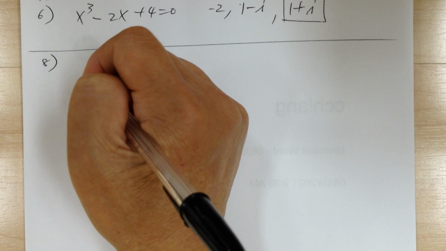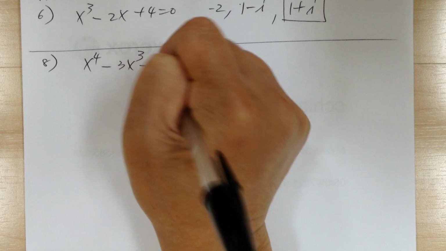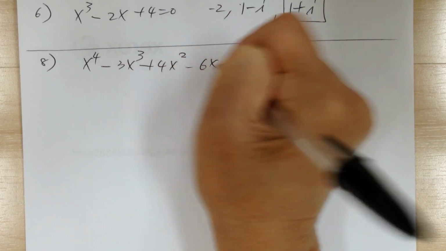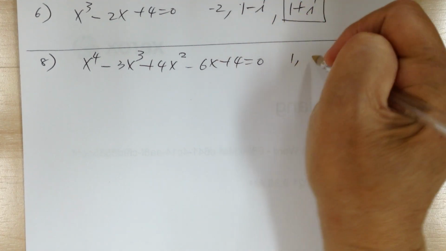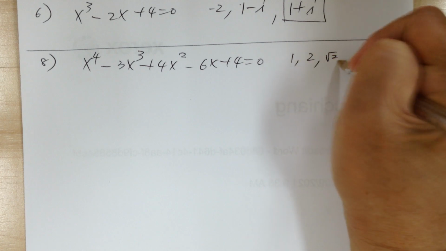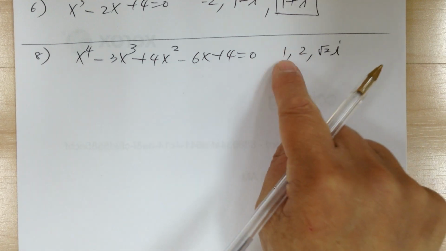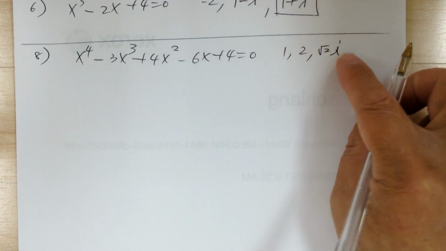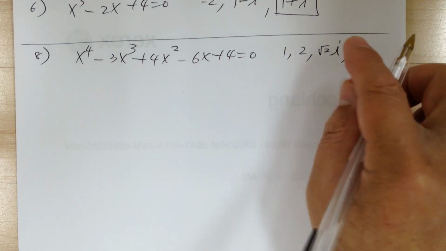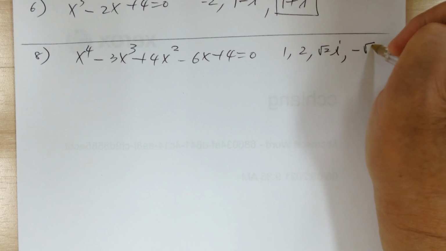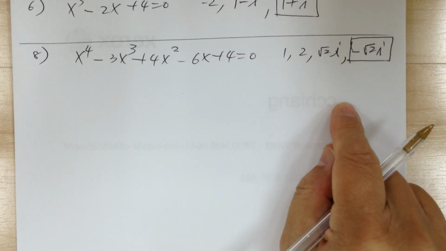Okay, number 8. You have x to the 4 minus 3x to the 3 plus 4x squared minus 6x plus 4 equal to 0. And 3 answers are given. You got 1, 2, and square root of 2i. Okay? So this is a 4th power, so you're going to get 4 answers. So you got 1, 2, 3. So you need to get 1 more answer. Notice there's an i and a square root, and there's no i or square root in the equation. So to get rid of the i and square root, you need to have a conjugate. So the 4th answer must be negative square root of 2i. And that's it. So again, you can just look and you can write down the answer.